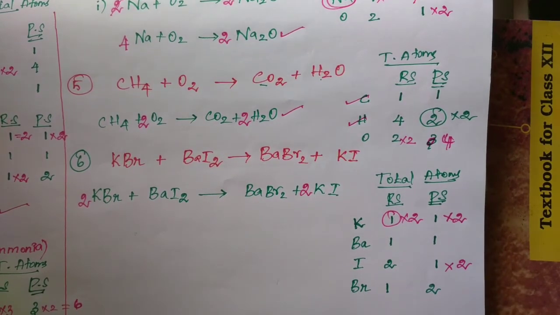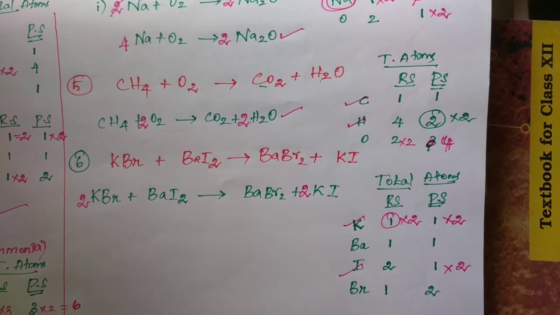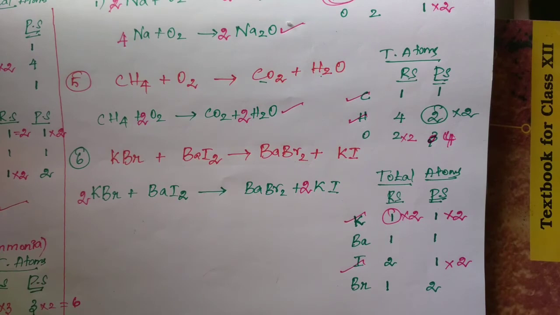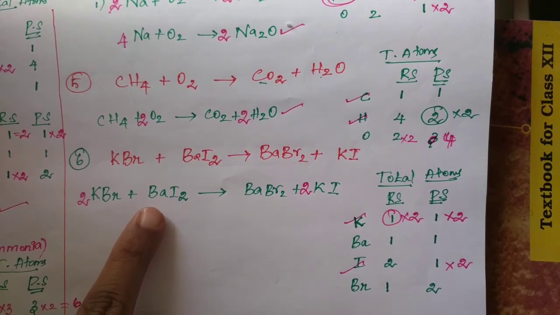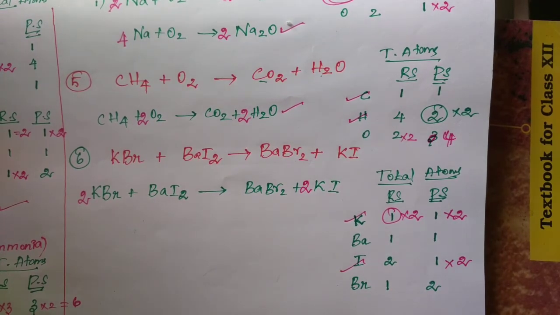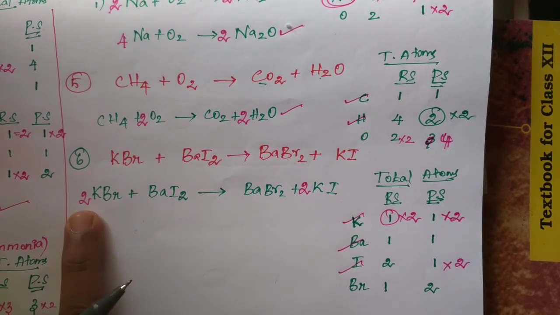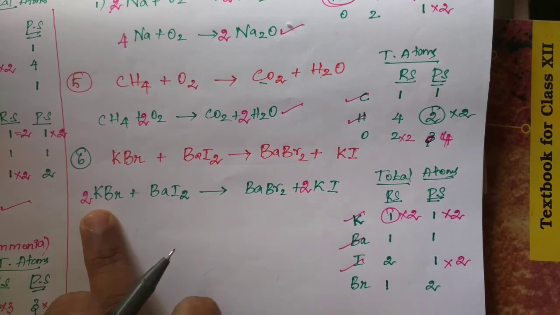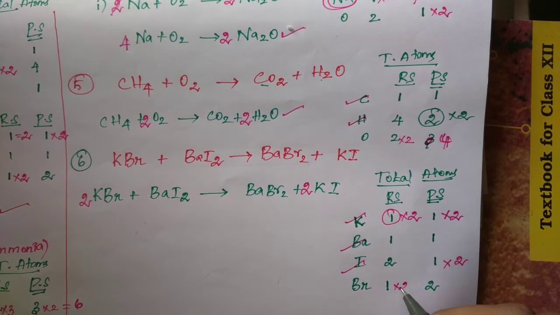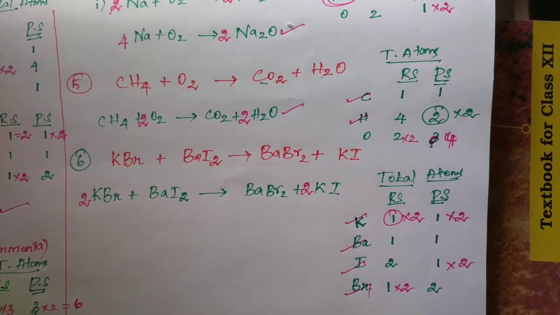Now 2 atoms are balanced. Potassium and iodine are balanced. Clear, students? Next, barium and bromine is left over. So barium, reactant side 1, product side also 1. So balanced. Next, bromine is left over. So bromine, now see, in reactant side, now it becomes 2, right? So now it is increased by 2. In product side also 2. Now this also balanced. Clear, students?